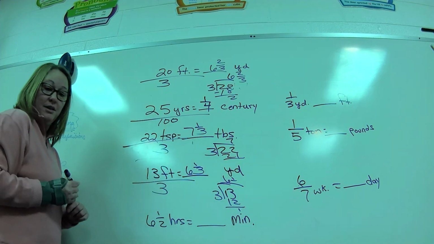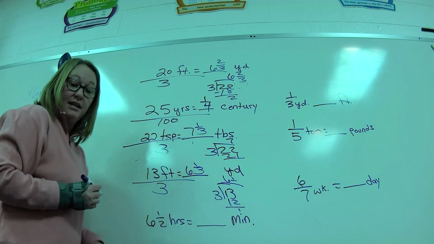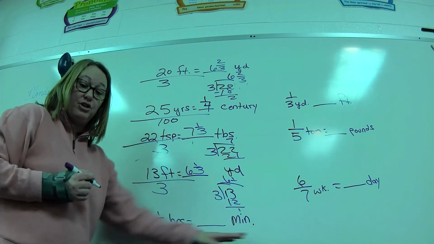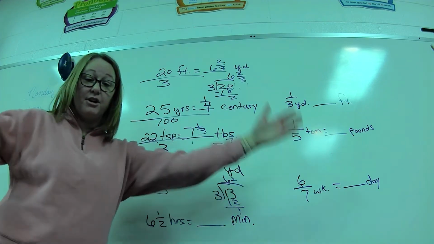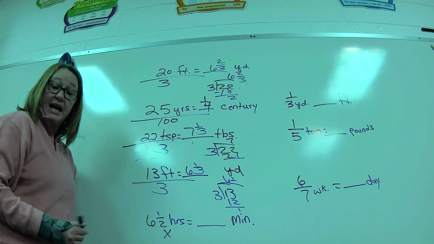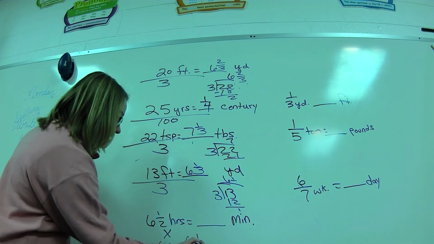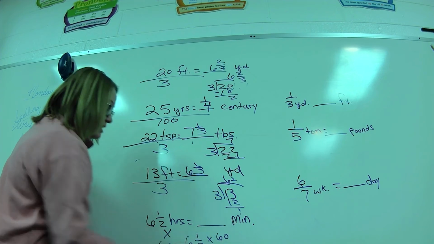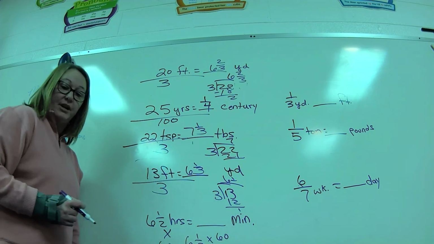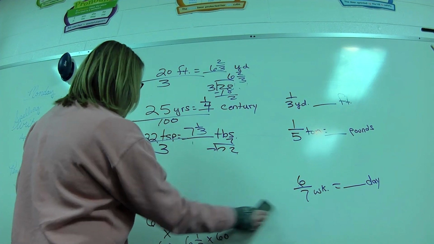All right, now I have 6.5 hours, and I want to go to minutes. So now we're going large to small. What do we do when we go large to small? We multiply. How many minutes are in an hour? 60. All right, so this would be set up 6.5 times 60. Oh, you can't really see it. Sorry, let me make some space here. I'll erase this up top.